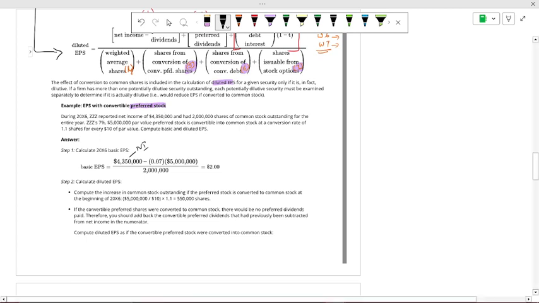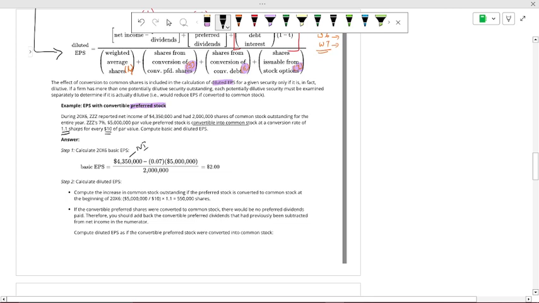The preferred stock is convertible into common stock at a conversion rate of 1.1 shares for every 10 par value. It is not 1 to 1, it is 1.1. They say 2 million shares of common stock outstanding for the entire year. Usually they should mention the shares of the preferred. 7% preference shares at a conversion of 1.1 for every 10 par value.